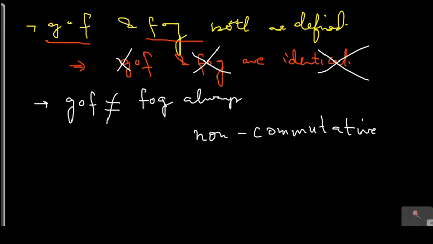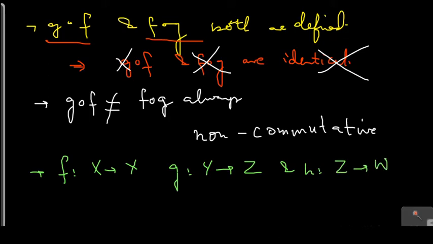Now, is it associative? Yes, it is associative. So you can say that if f is a function from X to Y, g is a function from Y to Z, and h is a function from Z to W, then f of g of h is equal to f of g of h. You can group them either way: find g of h first, then take f of that composition, or find f of g first and then compose it with h. So you see that it is associative.